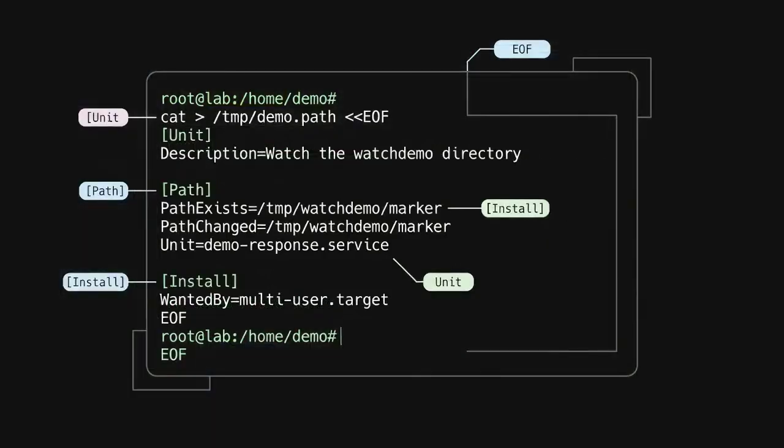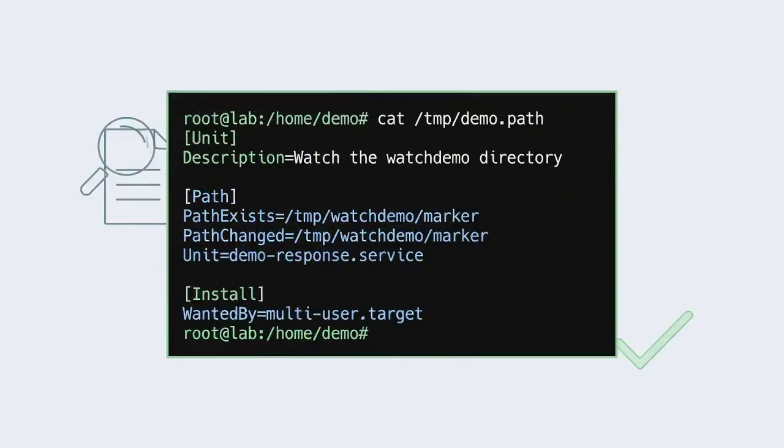Every directive inside the Path section describes a file system condition, and the Install section tells systemd when the unit should be active. The file we are about to write is the entire contract between the kernel's inotify subsystem and our service manager. Reading the file back with cat confirms exactly what was written to disk.